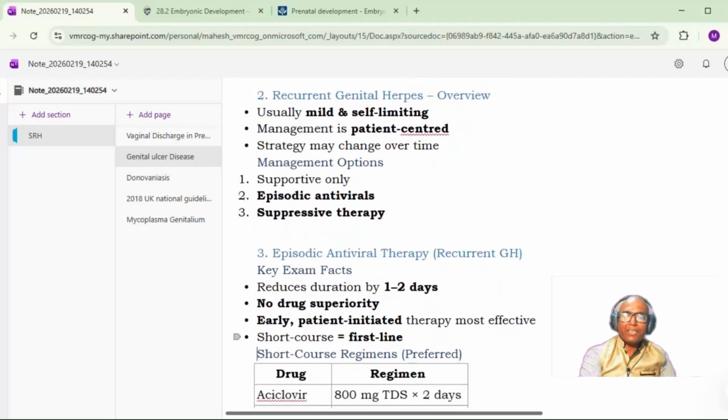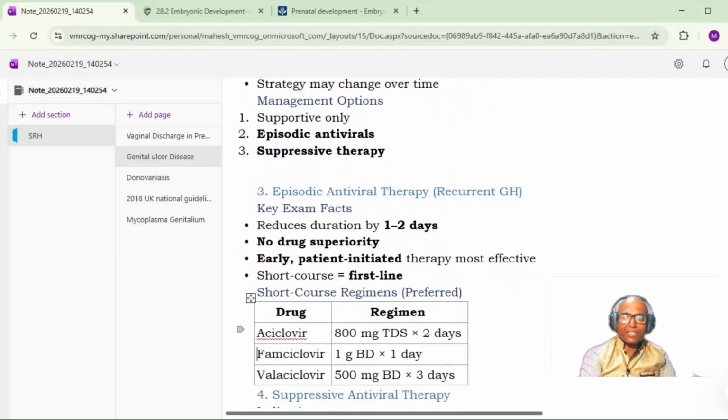Then early patient-initiated therapy is most effective, and short course, that is the first line. Here the duration of the dose is high, but the duration of the treatment is only 2 days. When there is episodic antiviral therapy, you treat for a shorter duration. So acyclovir 800 milligram TDS. There it was 400 TDS for 5 days. Here it is 800 TDS for 2 days. So this is the episodic treatment.